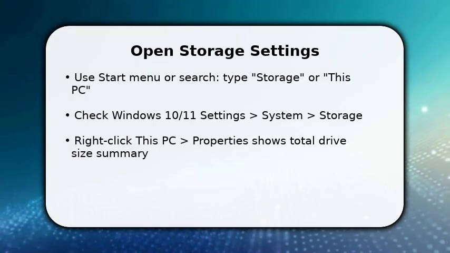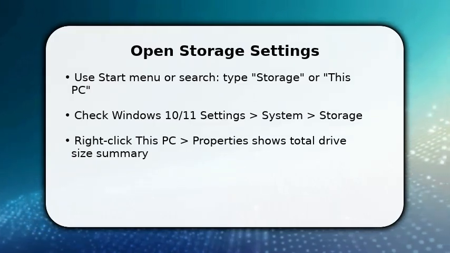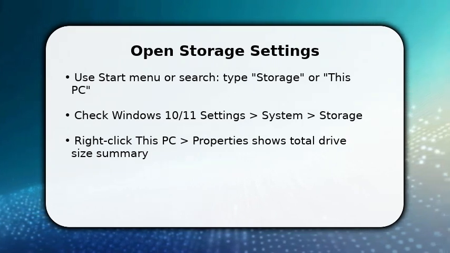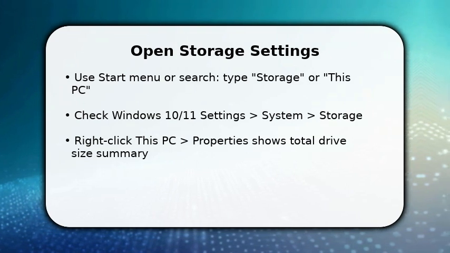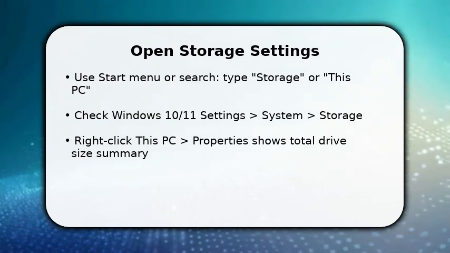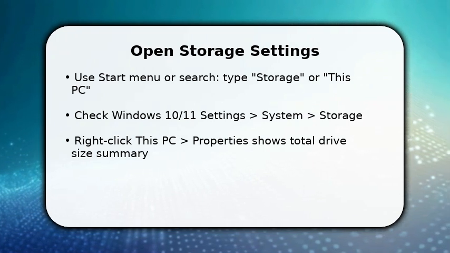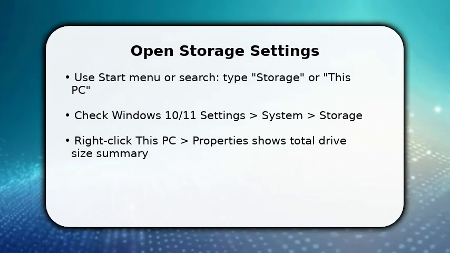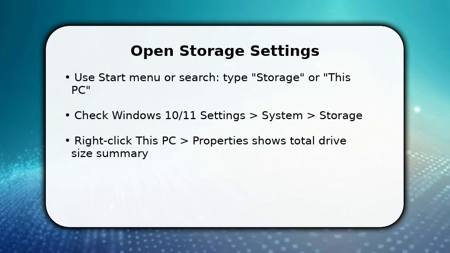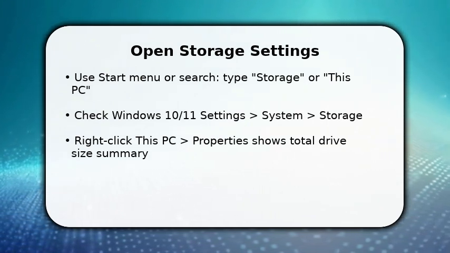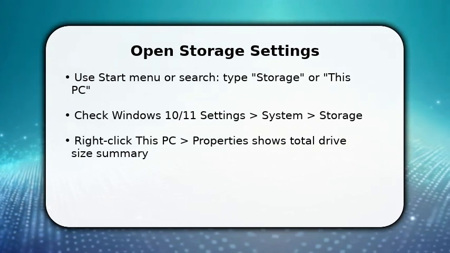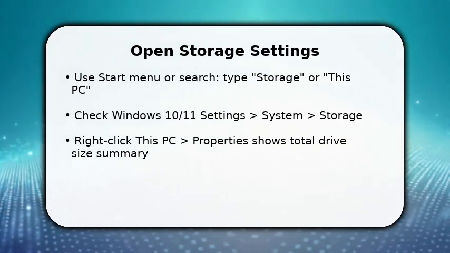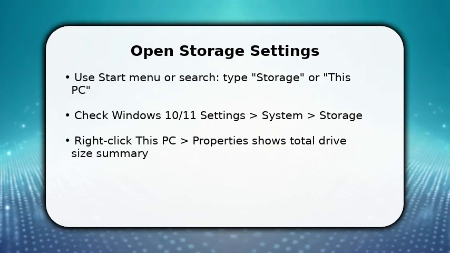You begin by opening built-in tools so you can read exact drive numbers. First, press Start and type Storage or Open This PC. These show available drives. In Windows settings, go to System then Storage to see breakdowns. This PC's properties also lists total disk capacity. Once done, note the drive letter C, D. Make sure to identify whether you're checking an internal SSD/HDD or an external USB before moving on.